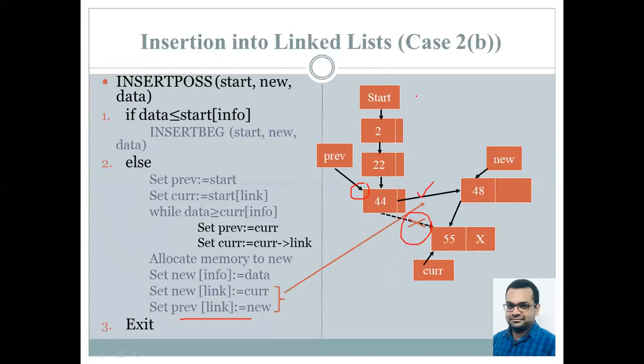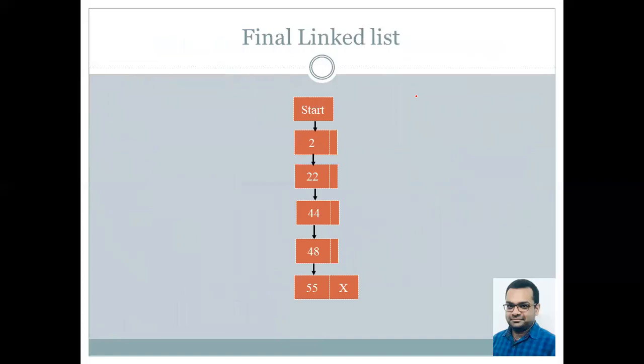Therefore, essentially, our linked list becomes like this. We have the start node, we have a node with value 2, 22, 44, 48, and 55. So essentially, you can see we've inserted the node with the value 48 between the nodes with the value 44 and 55.